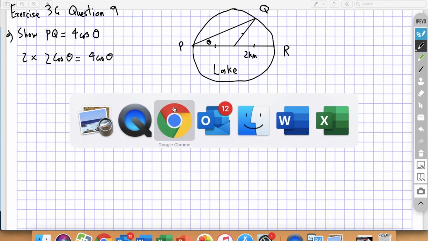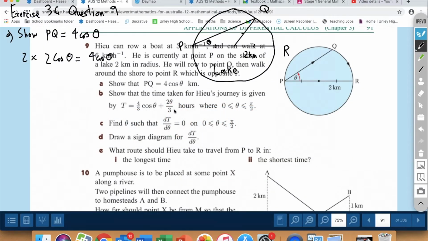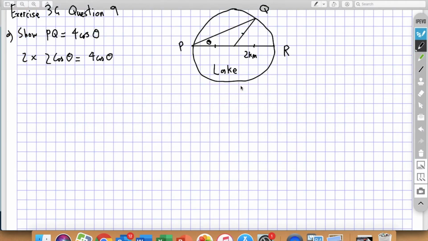Now let's just flick back to the question. There it is. So I've just done A. Show that PQ is 4 cos theta. Show that the time taken. Oh, the time. All right. Now, Hugh's journey. What's happening with Hugh is he's rowing a boat. This blue is a lake. He's rowing a boat from P to Q, and then he's walking. He rows his boat at 3 kilometers an hour, and he walks at 6 kilometers an hour.